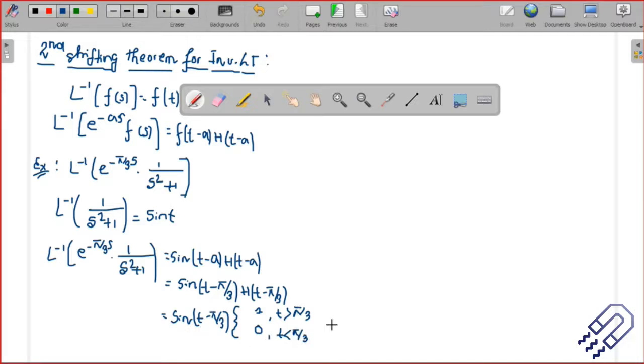But when you write down the final answer, we don't write it in this form. We write it here like this. If you don't put the curly bracket, that's also fine. I'm just giving it so that things are clear. You need to give the curly bracket: sine of t minus pi by 3 for t greater than pi by 3, and 0 for t less than pi by 3. So when you do the Laplace transform, you start from here and arrive here. When you do the inverse transform, you start from here and arrive here. That's the only difference.